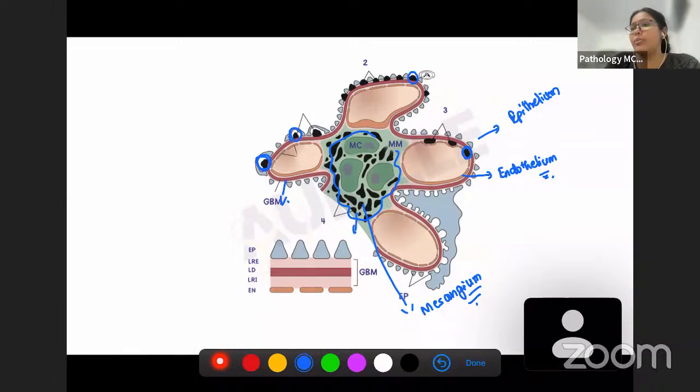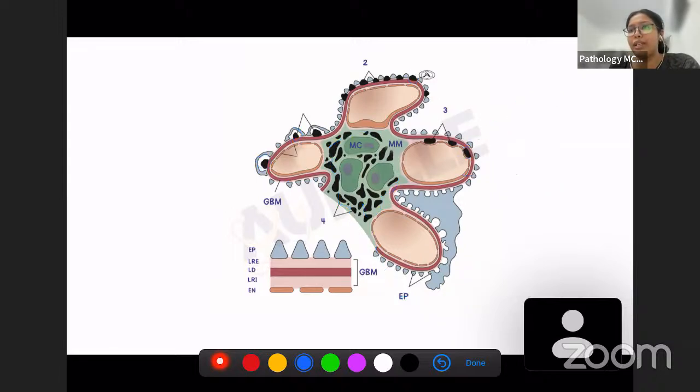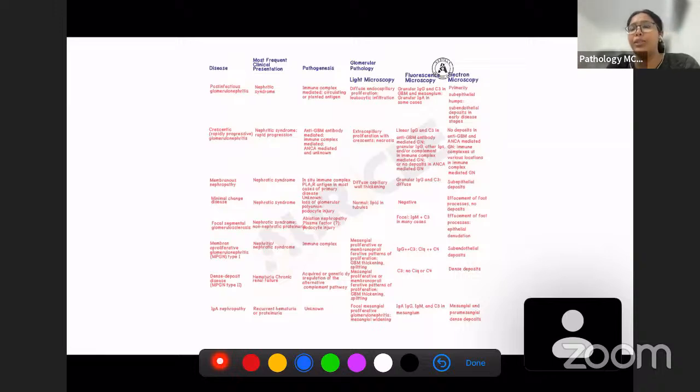There is a mesangial deposit also. So I'll tell you what diseases will cause which kind of deposit, which is also very characteristic. Okay, so we'll read that further. Now these are a few examples of glomerulonephritis. So the first important glomerulonephritis is post-infectious glomerulonephritis.